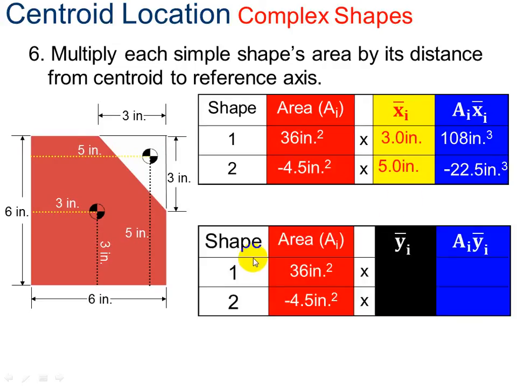Now let's do it for the y's. So same areas, they have not changed shape or size. But now I need to know the distance in the y direction. For shape number 1, how far it is in the y direction is 3. I multiply these two, and I get 108. And then in the y direction for shape number 2, which is the triangle, it's going to be 5. And then do 5 times negative 4.5.